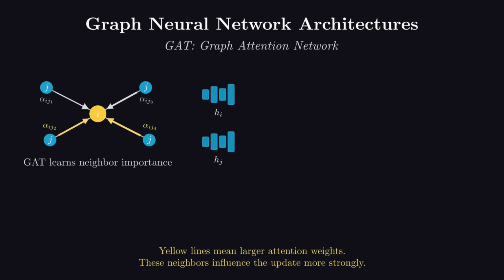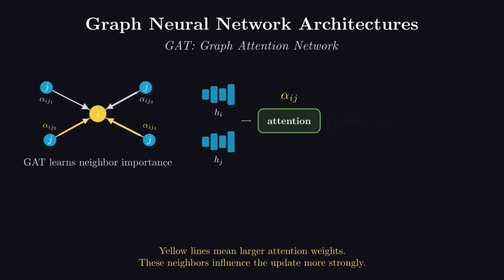In the middle, we take the representation of node I and the representation of one neighbor, J. GAT uses these two representations to compute an attention score. This attention score tells us how important neighbor J is for updating node I.